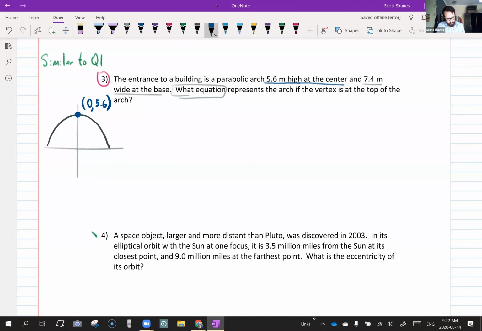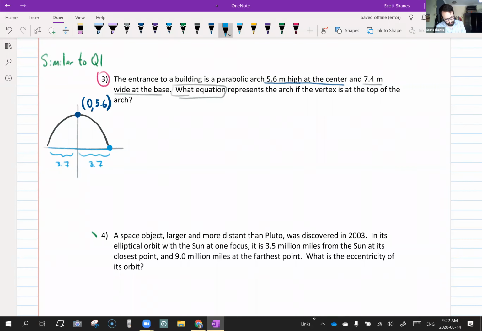The 7.4 meters wide at the base is telling us how wide it is. So that means, let me try to make it clear, this whole base here is 7.4. So half the base is 7.4 divided by 2. I'll just go ahead and calculate it with you. 3.7. This is also 3.7. So just label that on your graph.